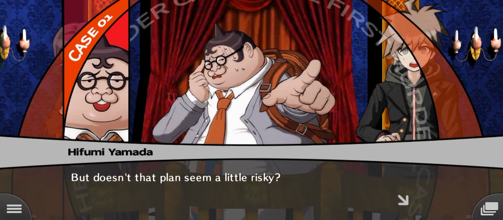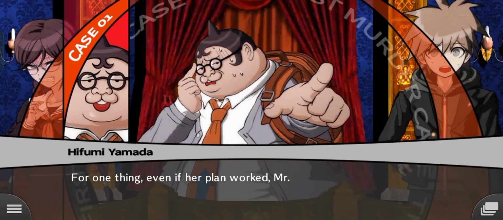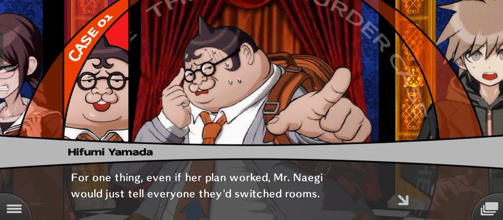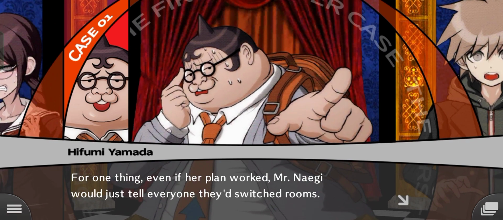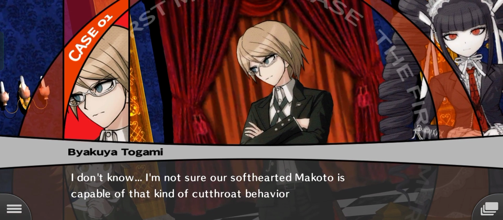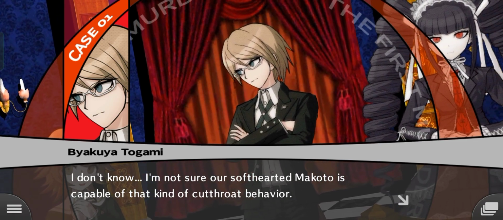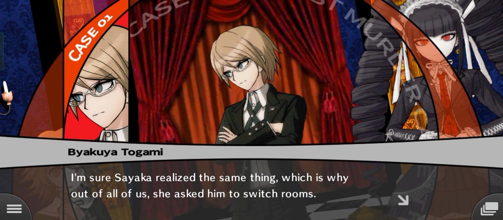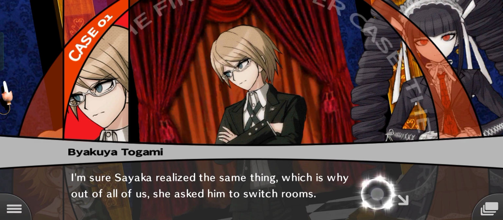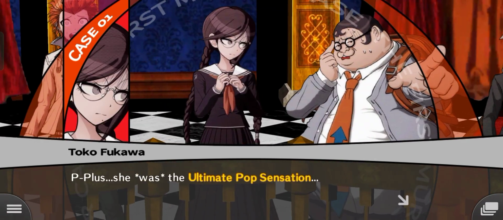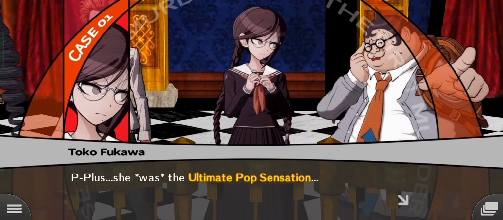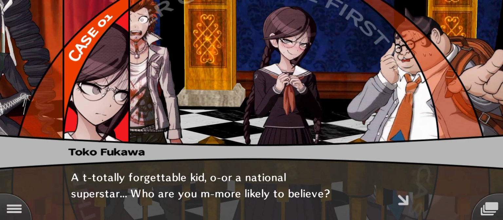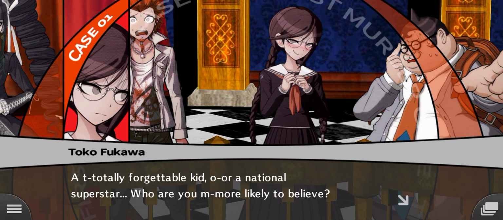But doesn't that plan seem a little risky? For one thing, even if her plan worked, Mr. Naegi would just tell everyone they'd switched rooms. I don't know. I'm not sure our soft-hearted Makoto is capable of that kind of cutthroat behavior. I'm sure Sayaka realized the same thing, which is why out of all of us, she asked him to switch rooms. Plus, she was the ultimate pop sensation. A totally forgettable kid. Or a national superstar. Who are you more likely to believe?